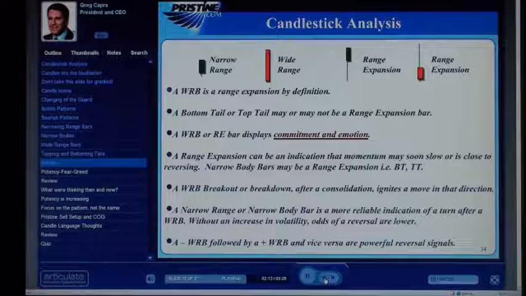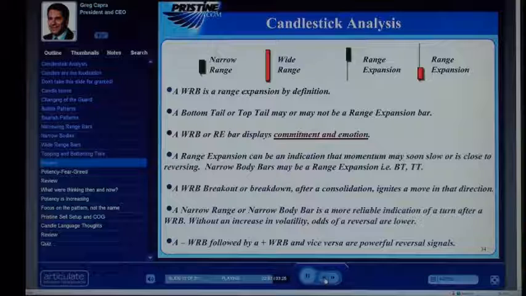A narrow range or narrow body is going to be a more reliable indication of a turn after a wide range bar. Because when a wide range bar forms after multiple bars moving in one direction, as a narrow range bar forms or a narrow body, it tells us that the momentum has slowed down. Remember, when a wide range bar forms, we don't know what the next bar is going to be. So, in reality, the next bar could be even wider than the prior bar that we had interpreted as being a wide range bar. So we need to wait for that next bar to form to see if the momentum actually slows down, and then the odds of a reversal will increase.